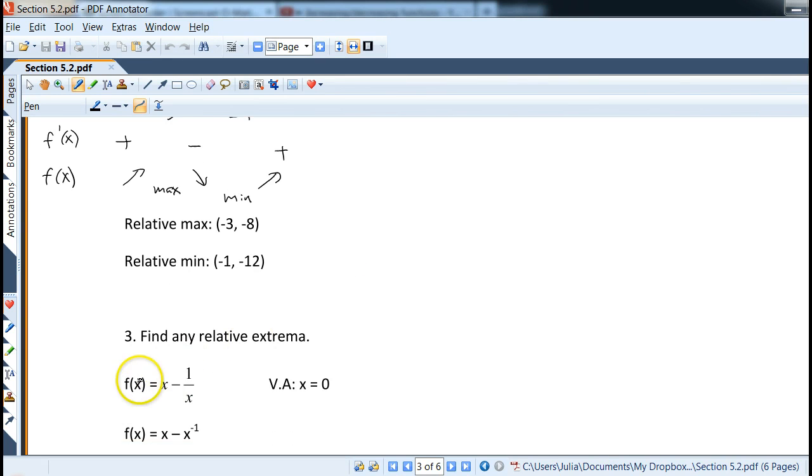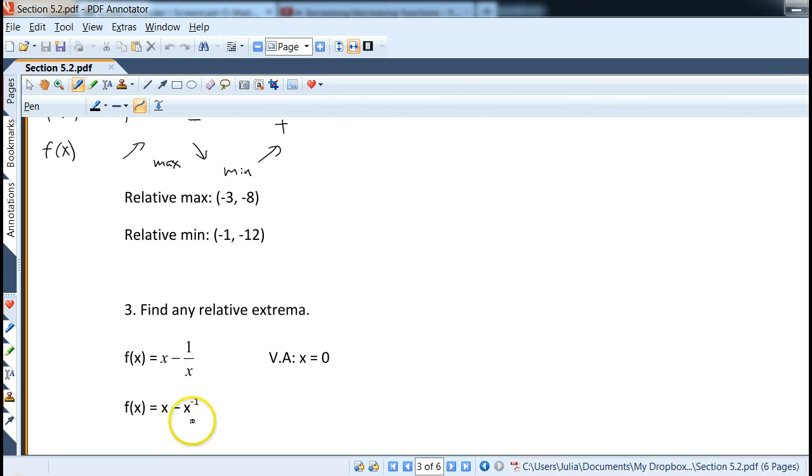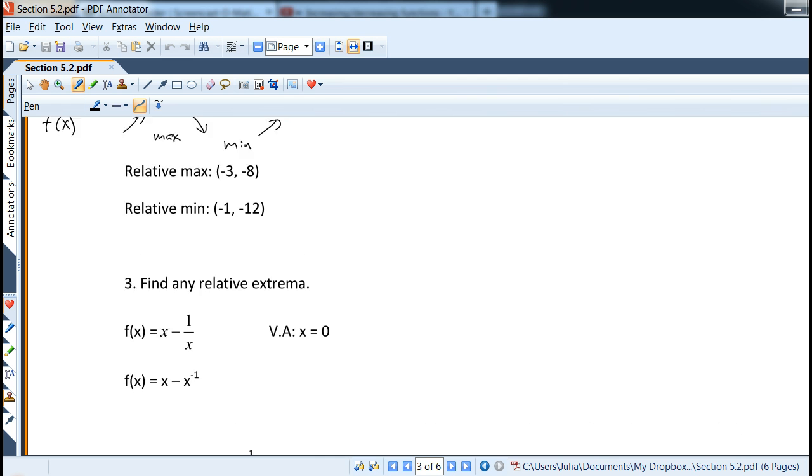Here is another example. Let's try a rational function. Let's say (x minus 1) over x. We do have a vertical asymptote at x equals 0. Let's keep that in mind. Before taking the derivative, I rewrote it as x minus x to the -1 power. And that's a lot easier to take the derivative with exponents.